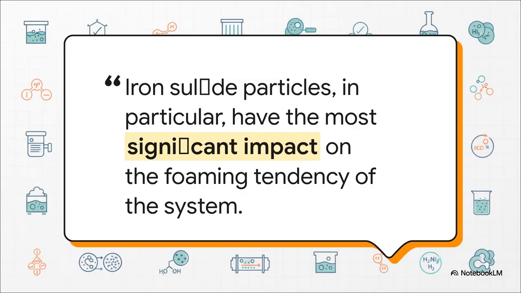This stuff forms when H2S reacts with the carbon steel in your pipes, and it just happens to have that perfect intermediate wettability to be a fantastic foam stabilizer. So here's the big takeaway. Controlling corrosion isn't just about protecting your pipes. It is a direct and critical anti-foaming strategy.